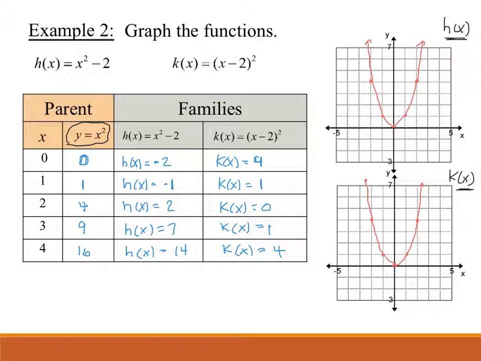So notice now that the vertex is going to be 2 units down. So it's going to start at 0, negative 2. And the function is going to move up from there. It's going to be the same function, except it's just moved down 2. So when x is 0, we're at minus 2. When x is 1, we're at minus 1. So we've just moved that whole thing down by 2.